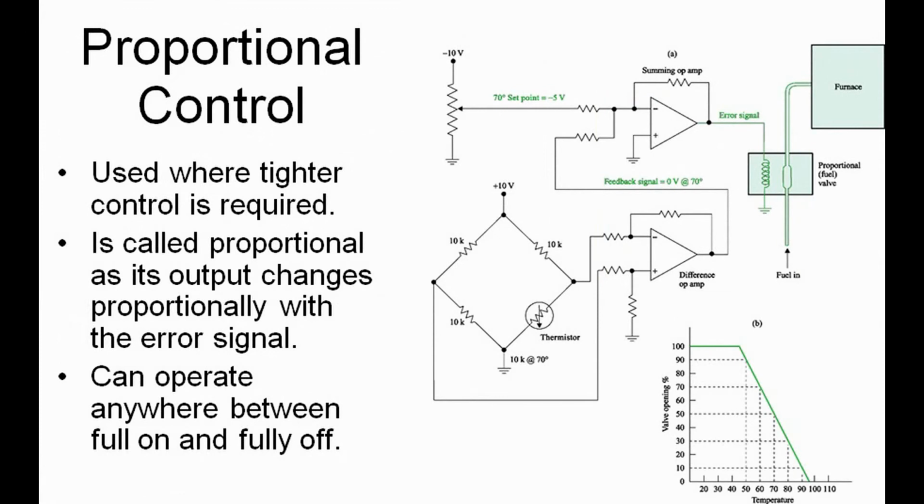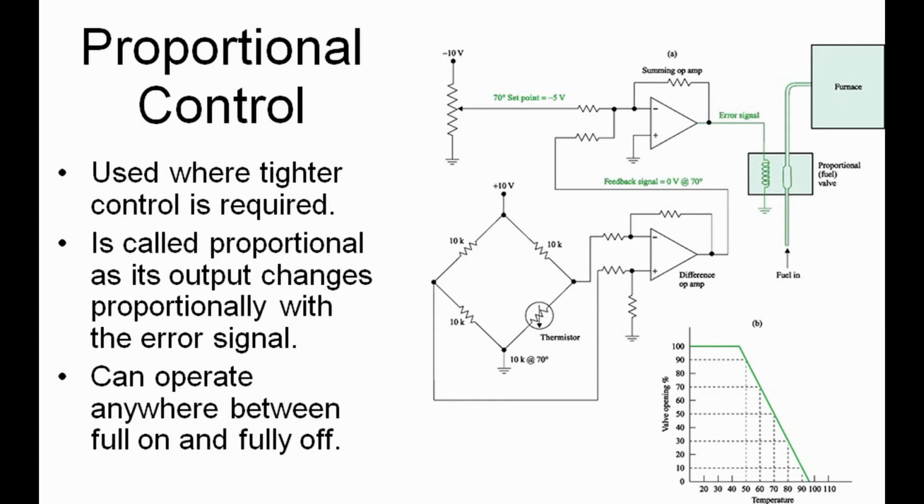For more precise control, we use proportional control. In this example, we're going to measure temperature using a thermistor. When using a thermistor, a Wheatstone bridge must be used, and then the measurement is sent to a differential amplifier because it's a very small signal. The signal from the differential amplifier is sent to a summing amplifier where it is summed with the set point, and then the correction of the temperature can begin.